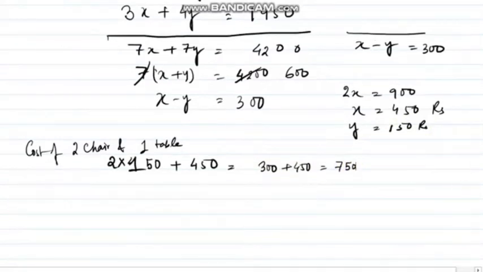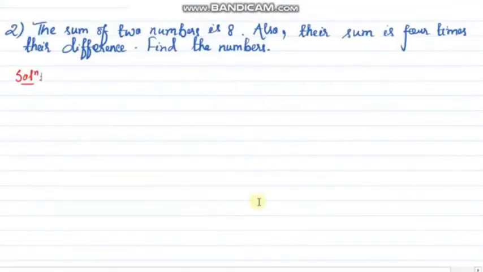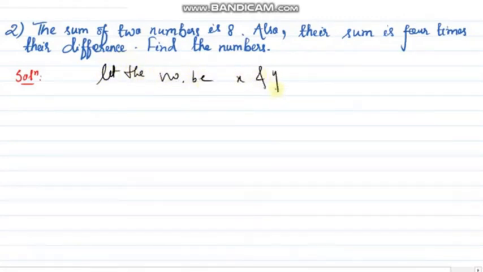So next sum, if I do this one: the sum of two numbers is 8. Also their sum is 4 times their difference. So let the numbers be x and y. So the sum of two numbers is 8, so x plus y equals 8. And their sum, that is 8, equals 4 times their difference.